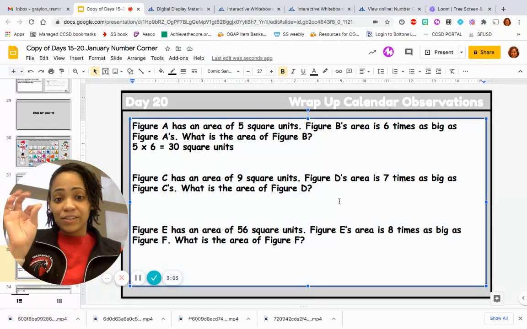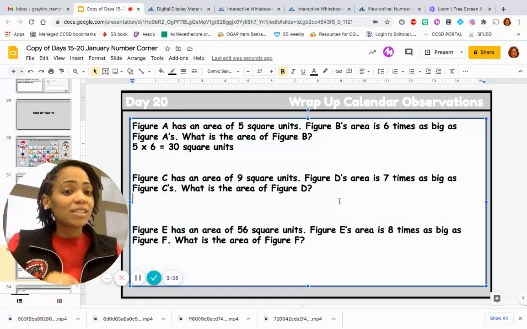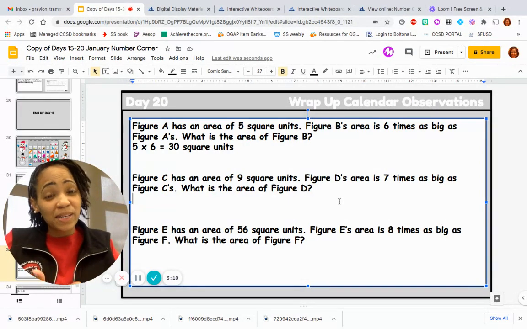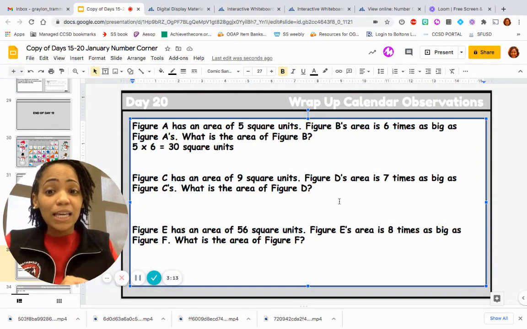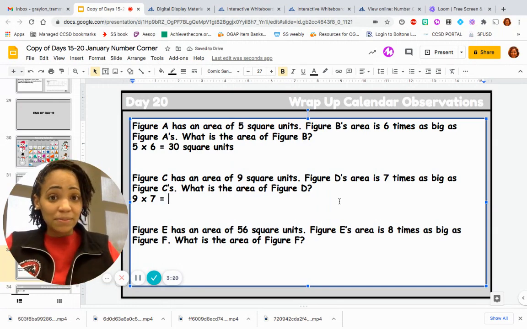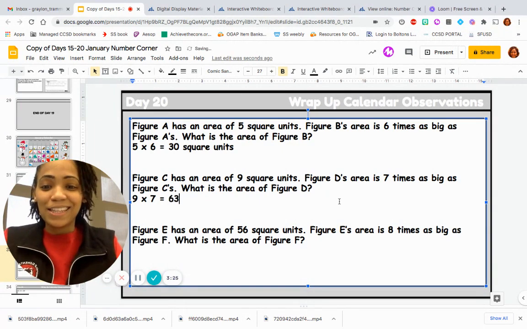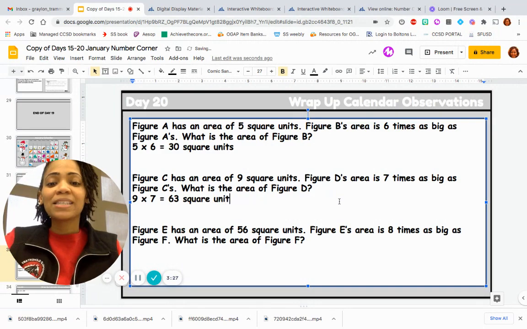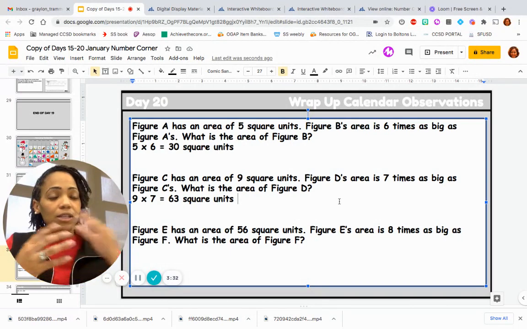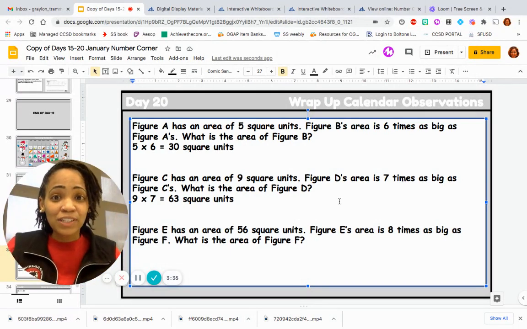So figure C has an area of 9 square units. Figure D is 7 times as big as figure C. What's the area? Well, first we got to write our multiplicative comparison equation, which is 9 times 7. Yeah, what is 9 times 7? 63. So we would have 63 square units. So do you see what I mean by multiplicative comparisons? Something is a certain times as many as the first thing. And that's what we mean when we say multiplicative comparison.